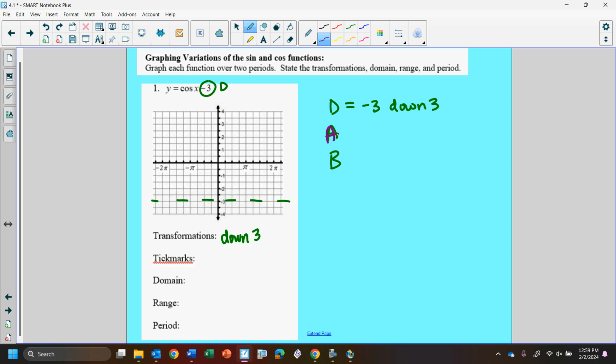Amplitude. The A is your amplitude. What is the amplitude of this equation? 1. Good, there's a 1 in front here. That's your A.